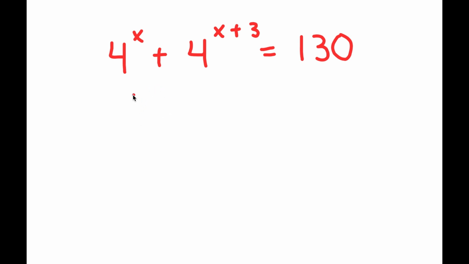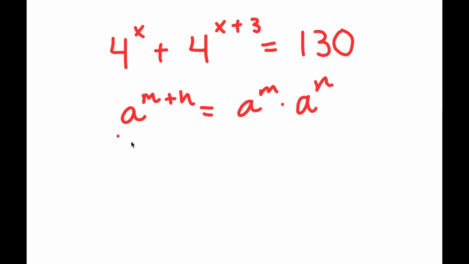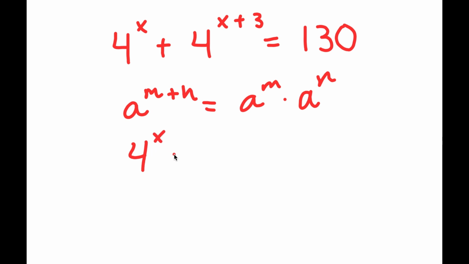Alright, so in this problem, I have 4 to the power of x plus 4 to the power of x plus 3 is equal to 130. So to solve this, first off, if I have something like a to the power of m plus n, this is equal to a to the power of m times a to the power of n. So 4 to the power of x plus 3, that's going to equal 4 to the power of x times 4 to the power of 3, which is equal to 130.